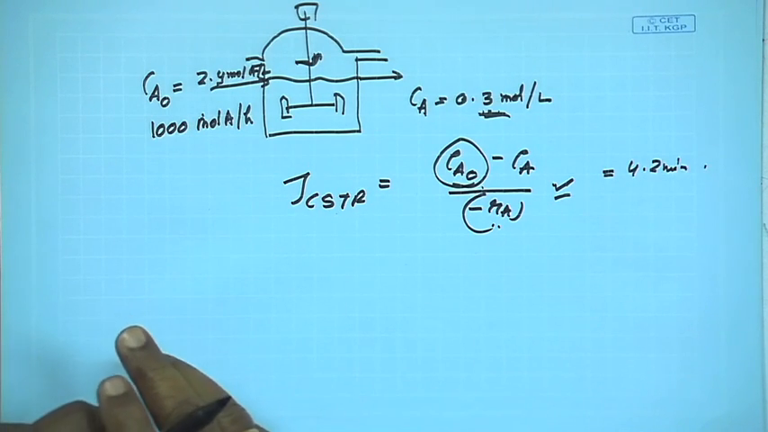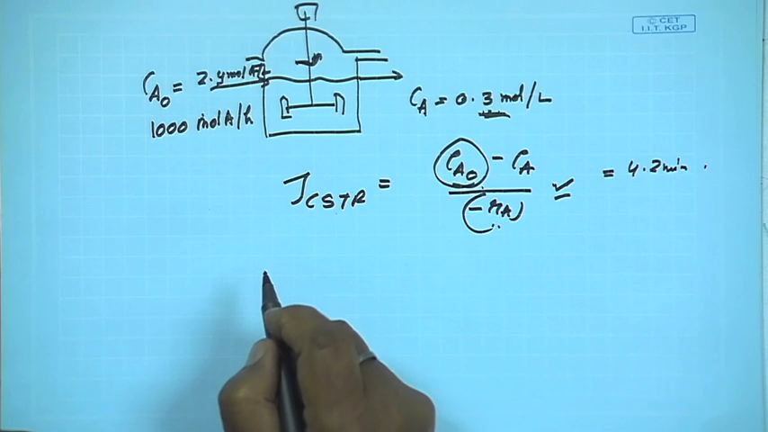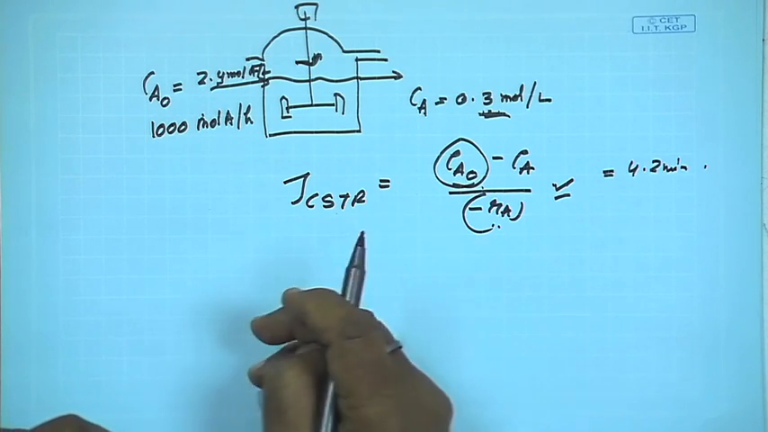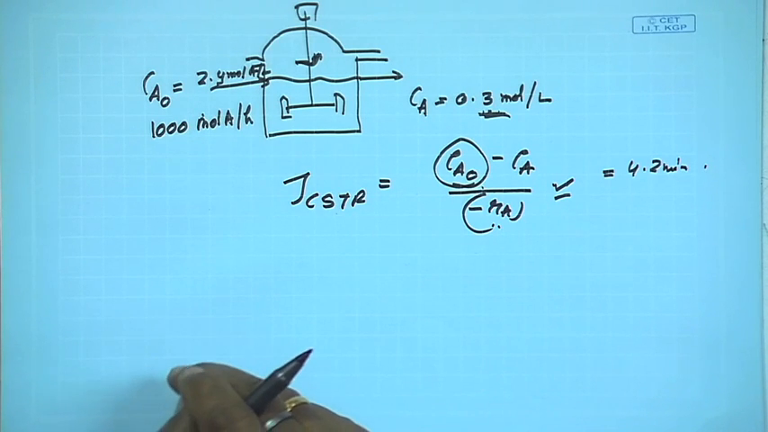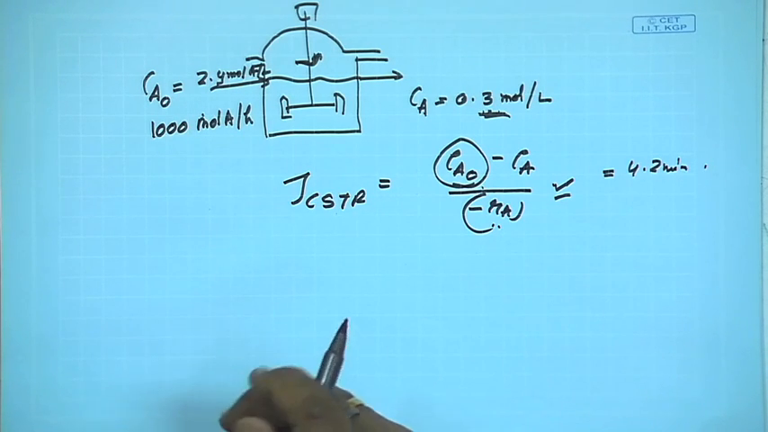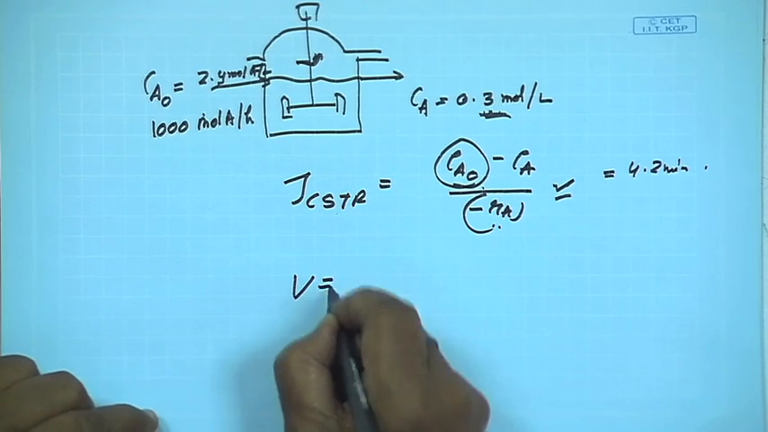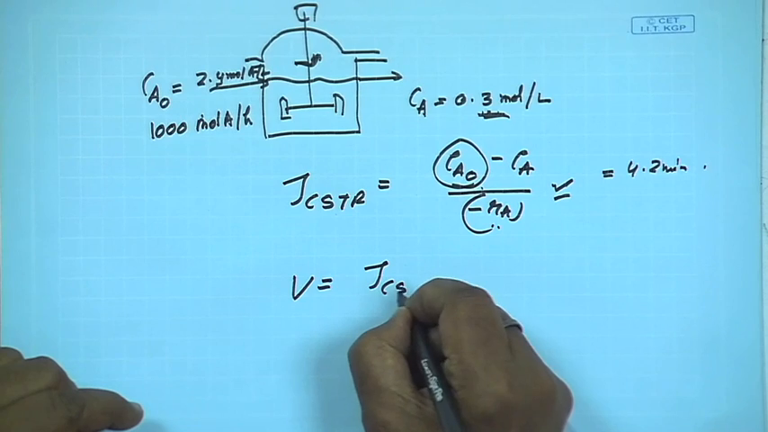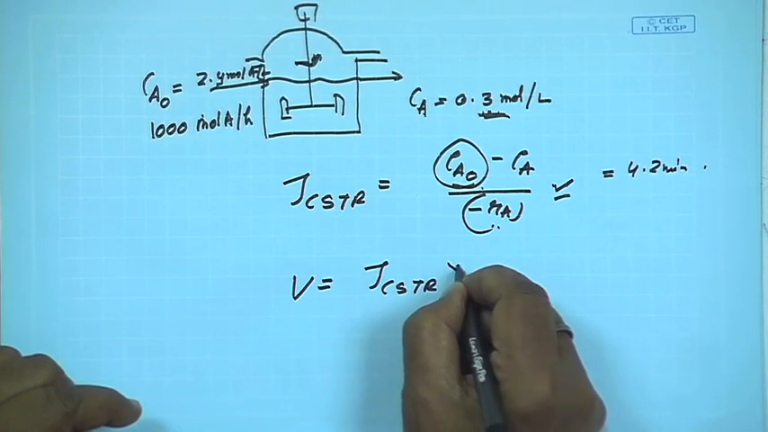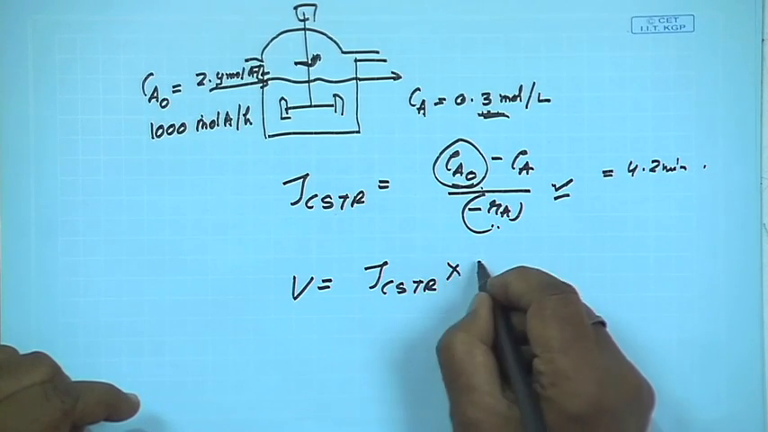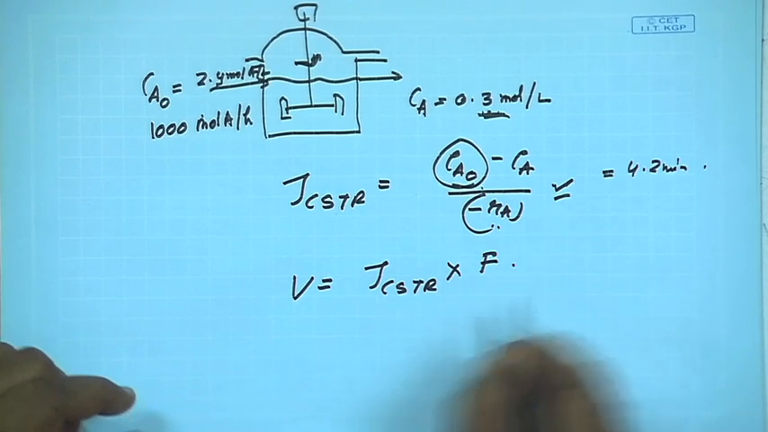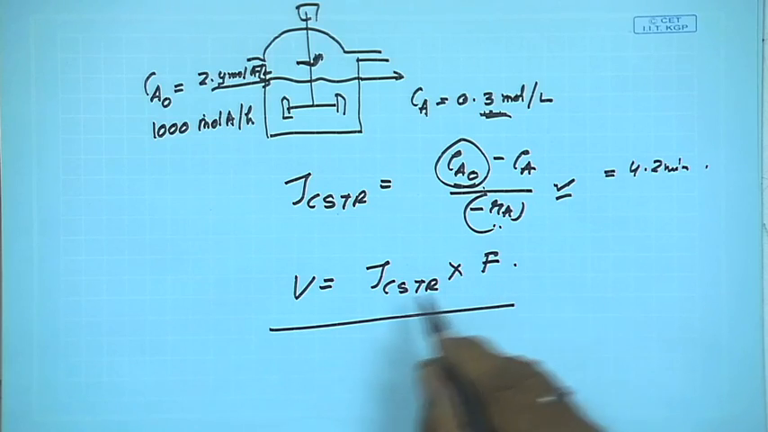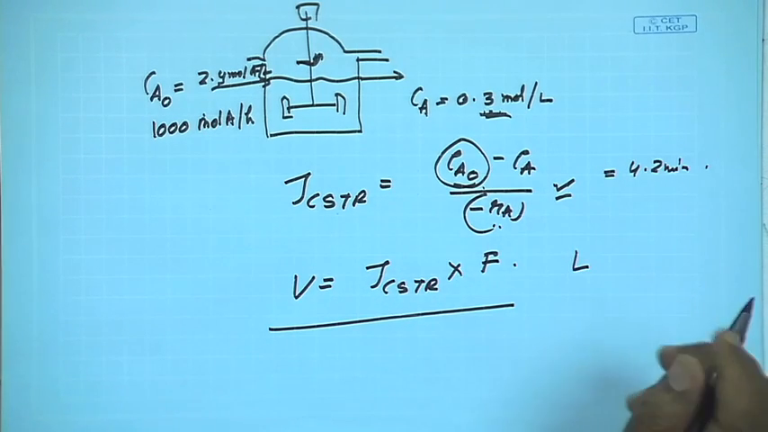Now, if you know that, then if you want to find out the volume of the reactor, you can also calculate that. V will be equal to tau CSTR into flow rate. Am I right? The flow rate, we have already shown you how to calculate the flow rate. So, you can find out, and this will come later.